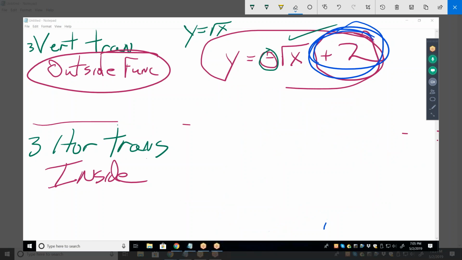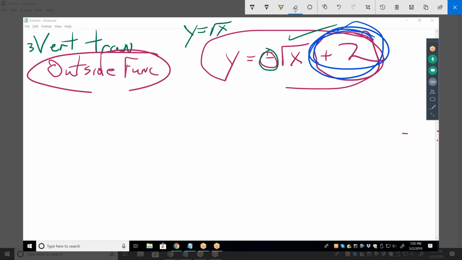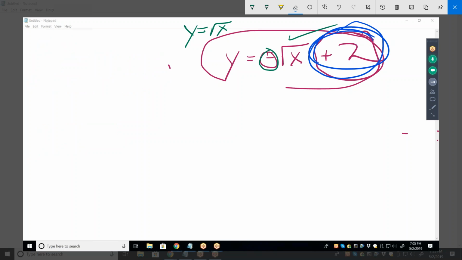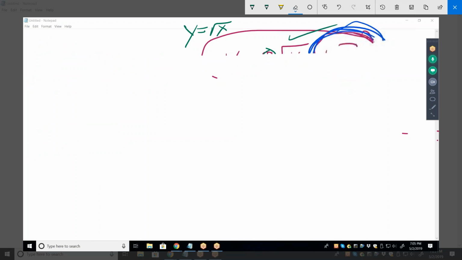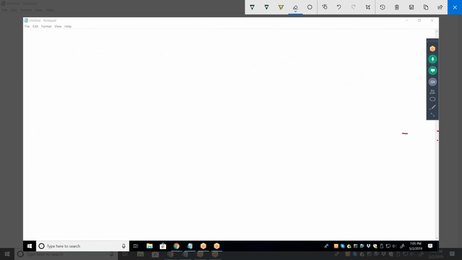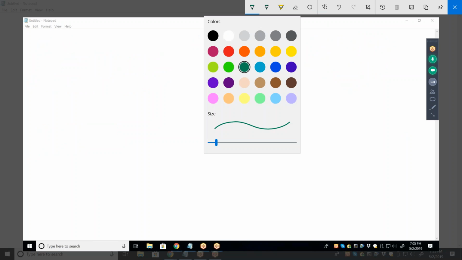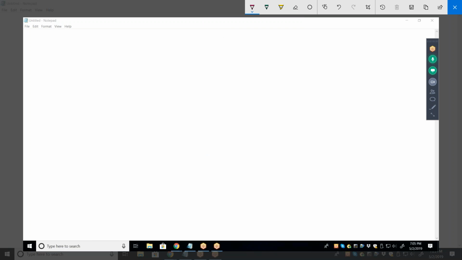Now, we can go 2 ways from here. We can have you give me some. That's probably the best way to do it, and we'll graph them one transformation at a time. So give me your function. All right. Here's one: y equals root x plus 10.